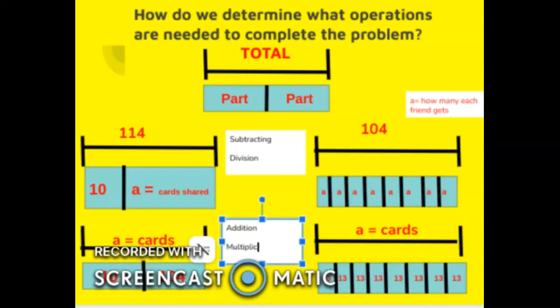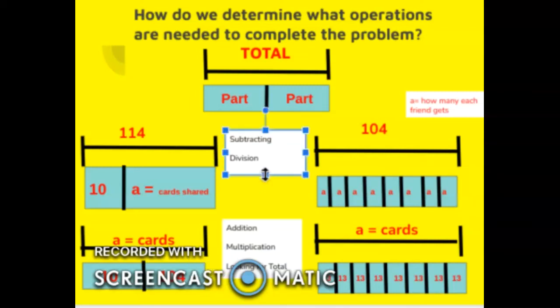Now this is where you've got to decide, if you're given a picture like this, what operation is needed. So if I'm looking for the total, and I'll go ahead and type that here so you can see that, I'm going to use either multiplication or addition. But if I know the total, I'm going to be using either subtraction or division. So I'm going to put looking for total. Up here, basically, I'm looking for a part. So if I'm looking for a part, then I know I'm going to be using division or subtraction.